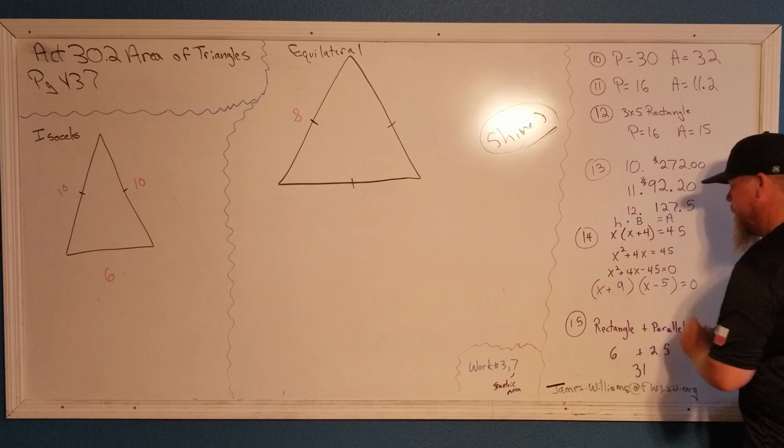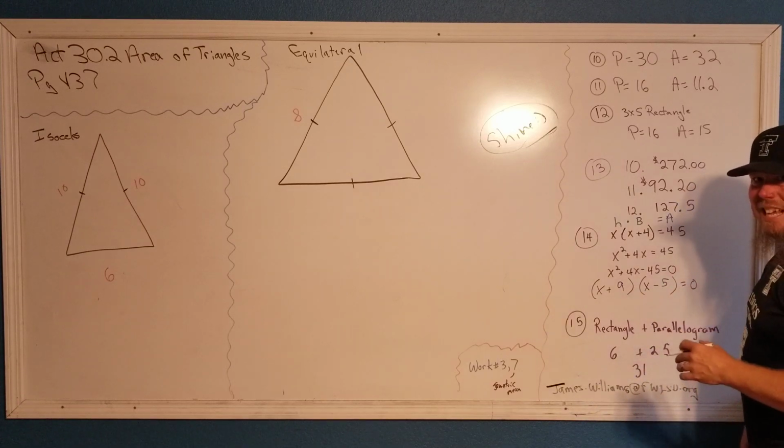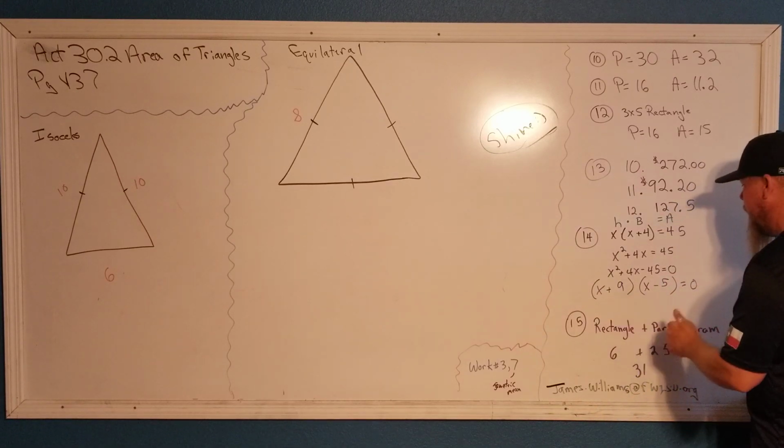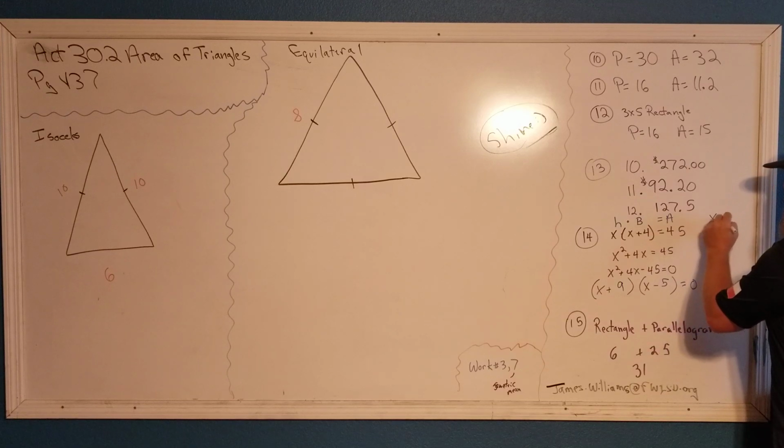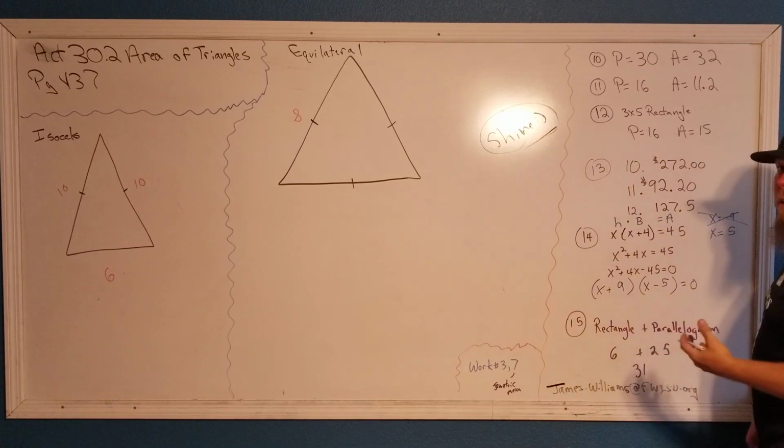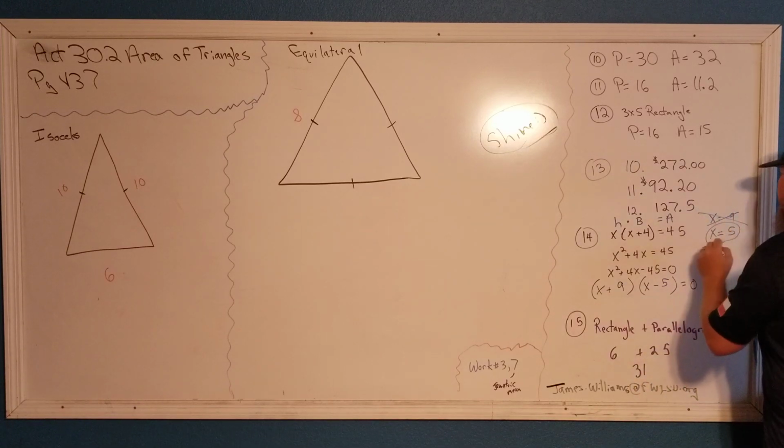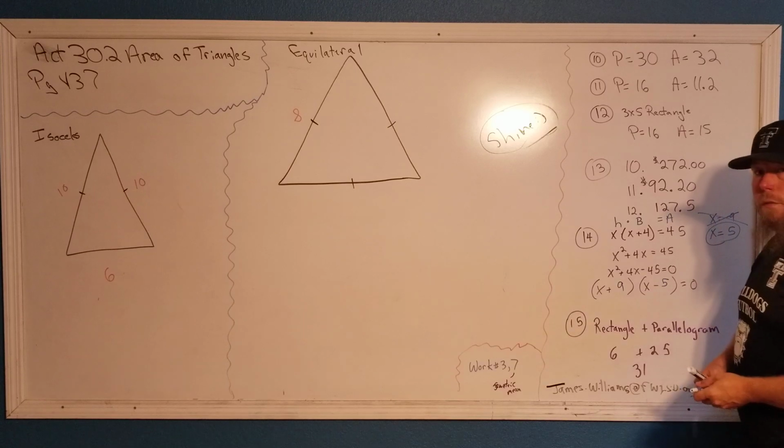5 goes here, okay? Remember, there's no such thing as negative distance, so when I solve these separately, I'm going to get x equals negative 9, and I'm going to get x equals 5. The negative 9 is trash because we can't have negative distance, so x equals 5 for number 14. That's what they're looking for there.